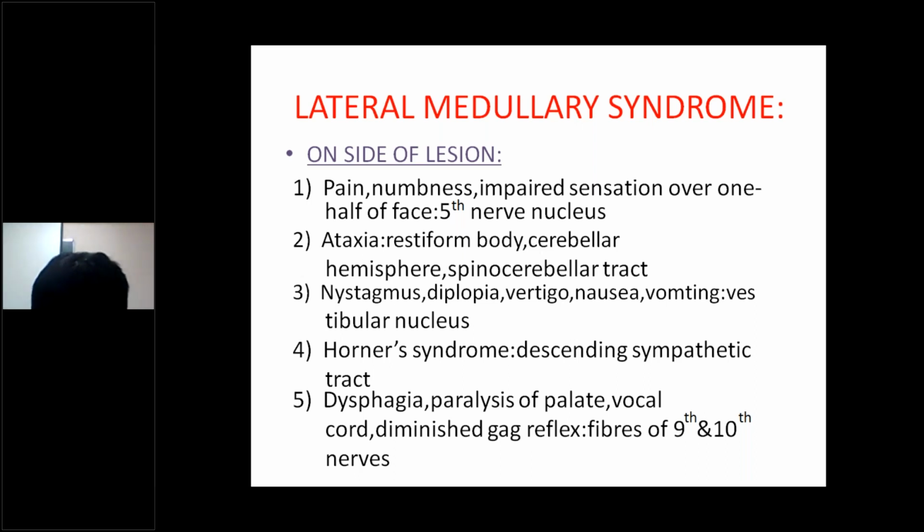Dilatation of the pupil or constriction of the pupil? Ptosis, anhydrosis, meiosis or mydriasis. Meiosis, because the sympathetic tract is involved. See, what are the features of atropine poisoning?